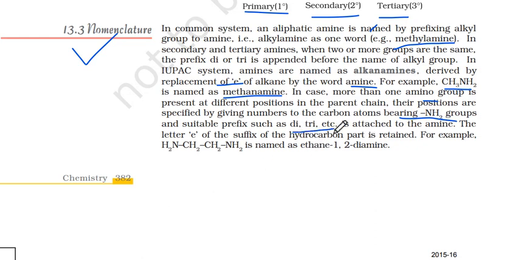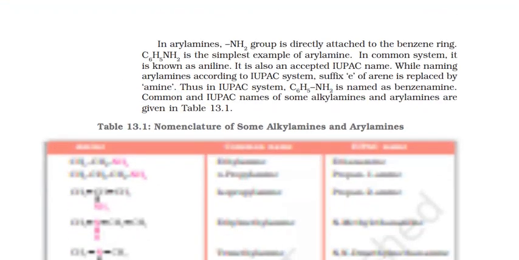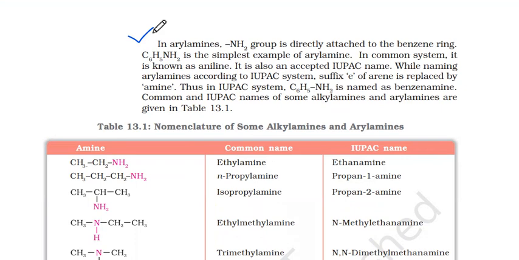We've done this in nomenclature. The locant is attached to the amine. The letter E of the suffix of the hydrocarbon part is retained. For example, this is named as ethane-1,2-diamine. If you have more than one amine group, the E will be retained and you will name the diamine as such after numbering. In aryl amines, the NH2 group is directly attached to the benzene ring.